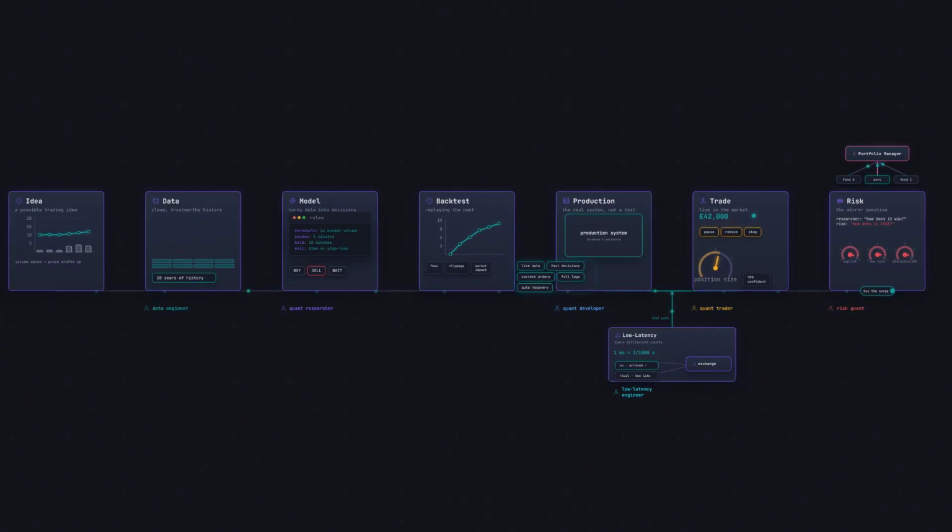Now the full journey, end to end. An idea appears. The data engineer prepares trustworthy data. The quant researcher turns the idea into a model and backtests it against history. The quant developer turns it into reliable production software. The low latency engineer makes it fast. The quant trader supervises it in the live market. The risk quant measures what could go wrong. And the portfolio manager decides how much money it receives. Everyone works on the same strategy. Each person owns a different part of its journey.